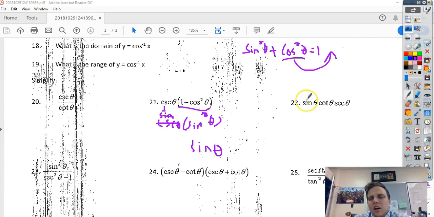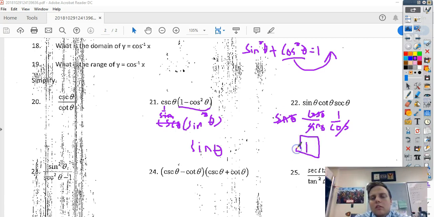Alright, 22. No Pythagorean identity, nothing to distribute. So the next thing I'm going to do is change in terms of sine and cosine. So sine stays sine. Cotangent is going to change to cosine over sine. And then secant is going to change to 1 over cosine. Then I notice that I can cancel out my cosines, I can cancel out my sines, and I'm left with just a 1 overall.